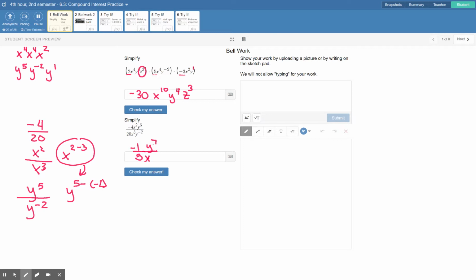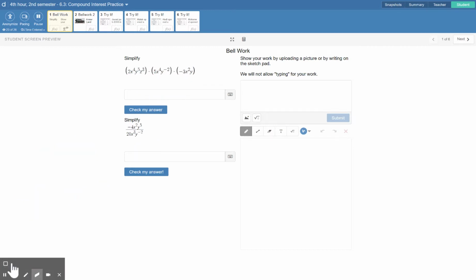Now for number 2's Bellwork, that is going to be a decay. So a decay model is going to be the 1 minus r. So let's move over to slide number 2.